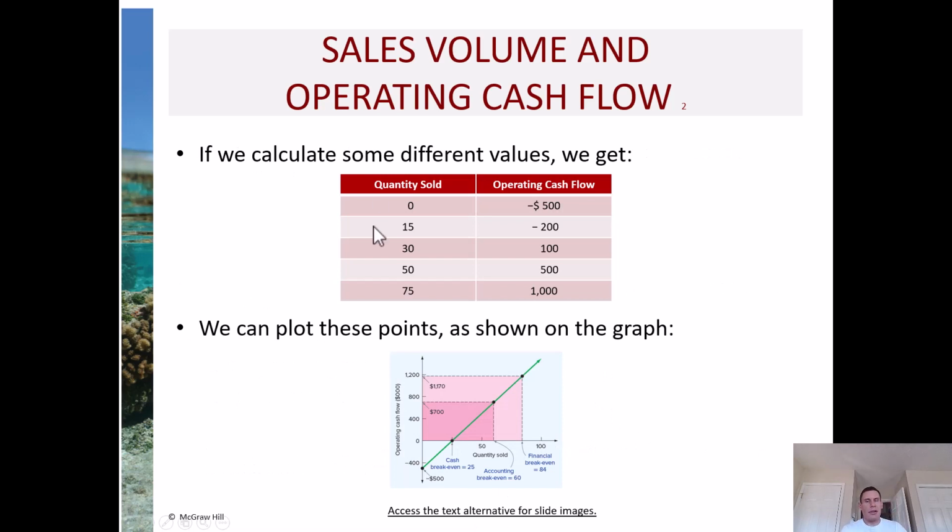So if we play around with these values, we can kind of see what happens. If we don't sell any, we have to pay the 500. The more we sell, the more the variable costs go up. But obviously the more money we make, so the higher the operating cash flow becomes. And then we've also plotted these down here all the way up to, you can see here, we have our break-even point.